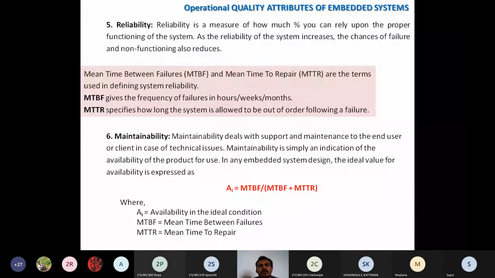So these are the 6 operational quality attributes when the system is working. So maintainability is nothing but what? When the system is on mode, not in the off mode. When it is on, only then are we going to calculate how many times it is failing to process the data and how many times it is repaired. So that ratio is nothing but what? Maintainability.